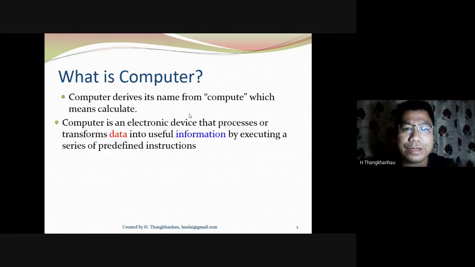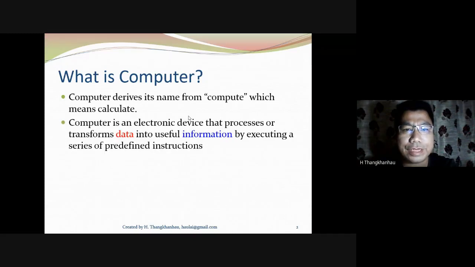Okay, so the definition given in your CCC textbook is like this. Computer is an electronic device that processes or transforms data into useful information by executing a series of predefined instructions. This is the definition in most of the computer science textbooks. According to the definition, the main aim is to convert data into information.